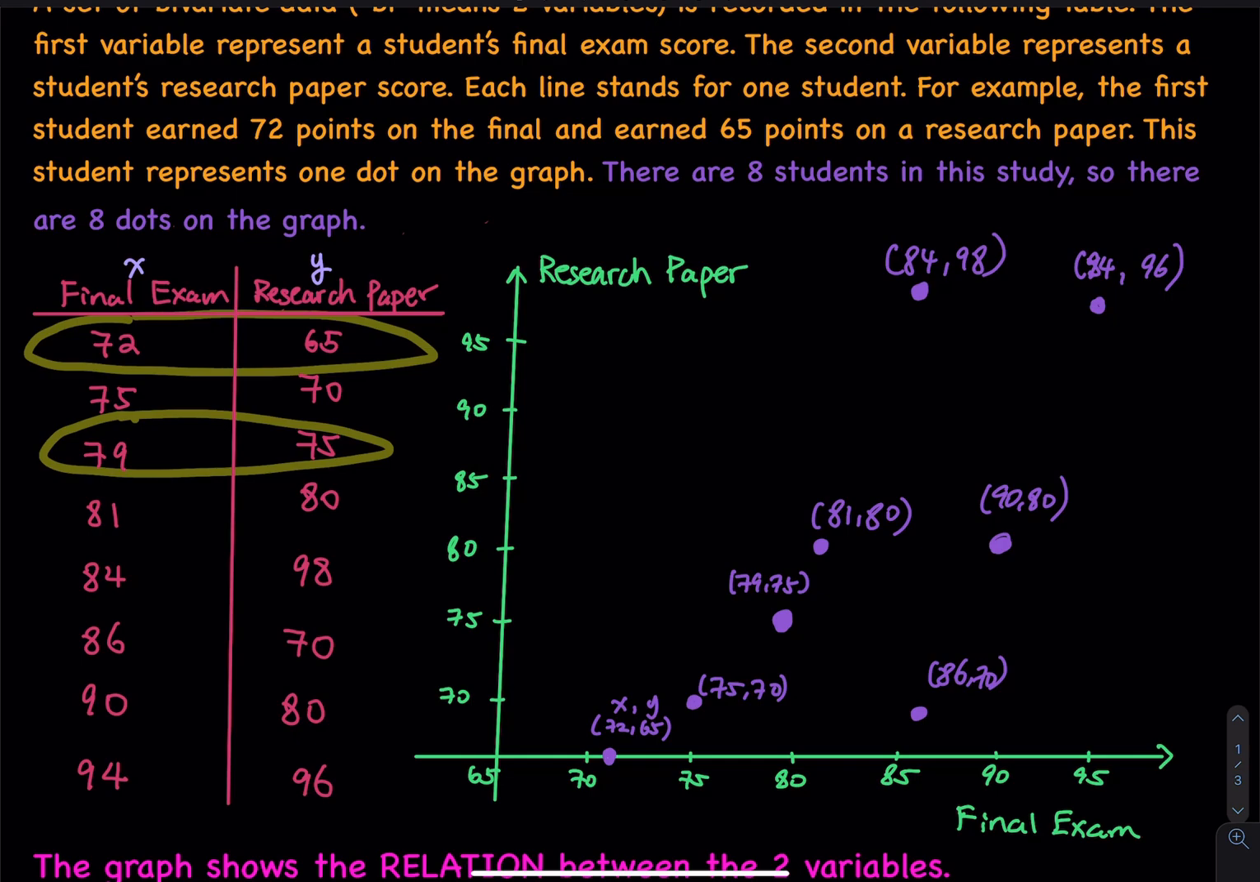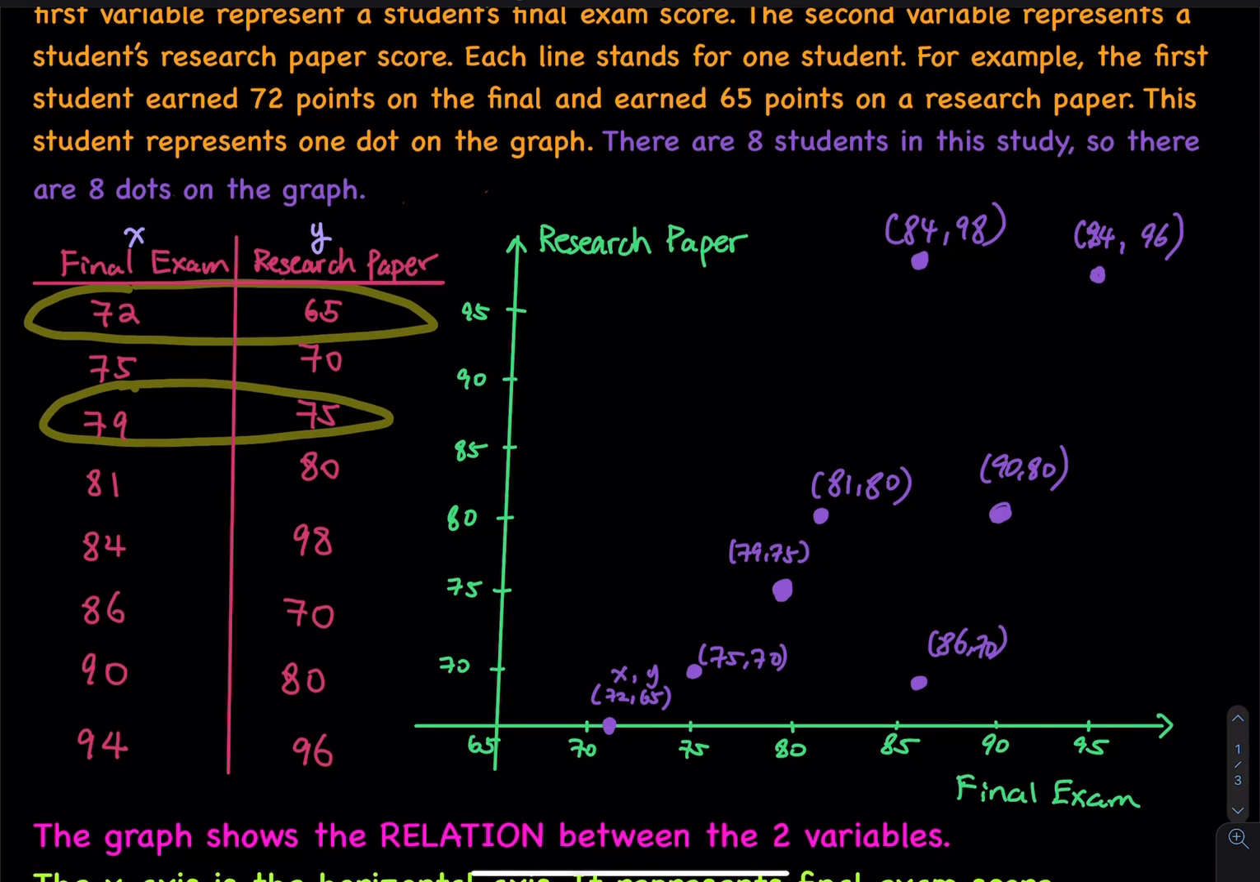All right, so what is the benefit of constructing this graph? Let's say you don't have 8 students. Instead of having 8 students, you have 80 students. So that means you have 80 points, right? If you just look at the table, you have 80 pairs of numbers. It is hard to tell any stories between the two variables. You have 80 pairs or 800 pairs of data. It is hard to tell the story or the relationship between the two variables.